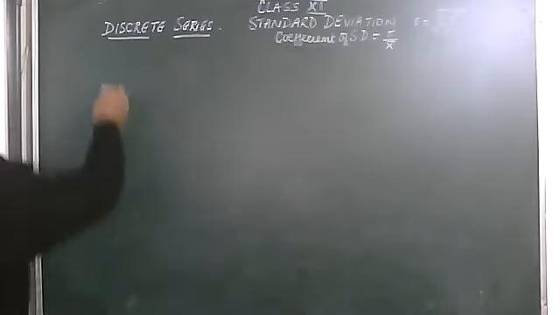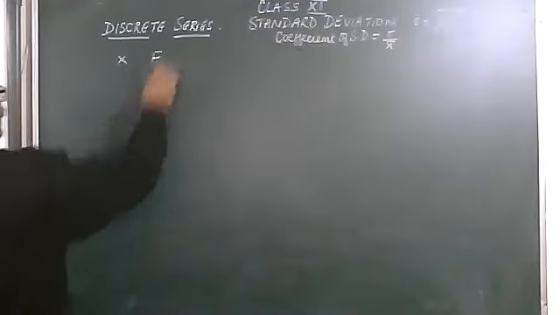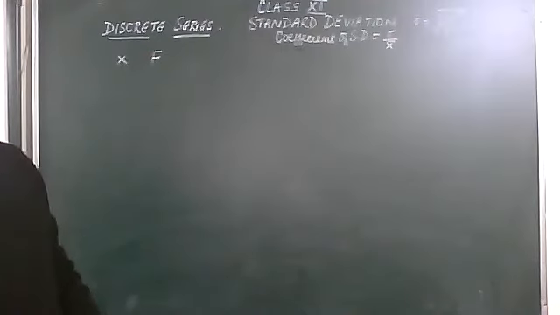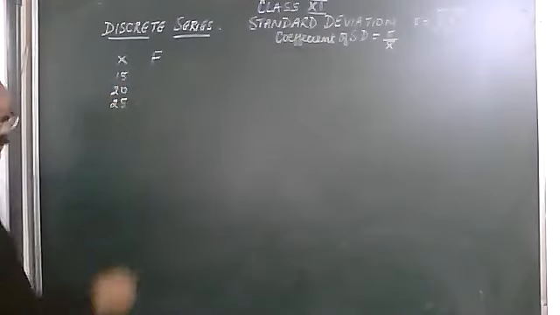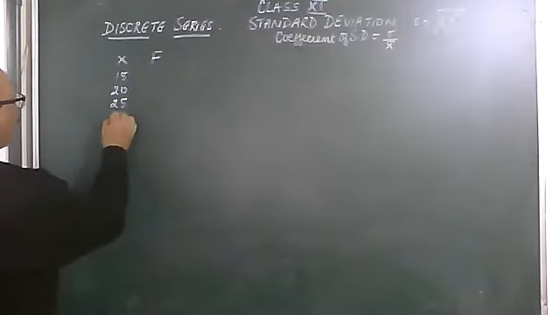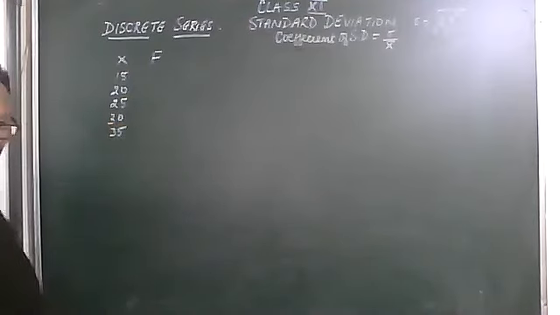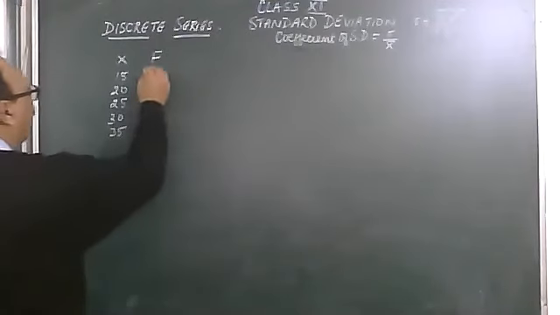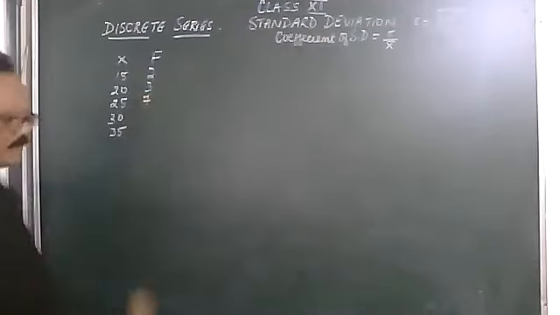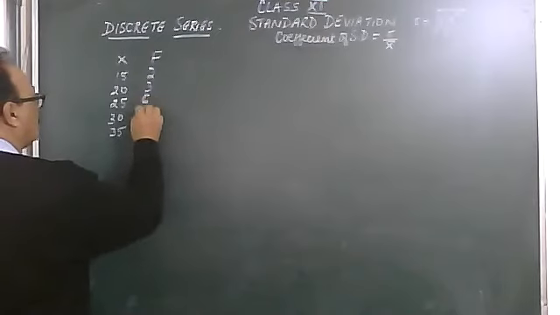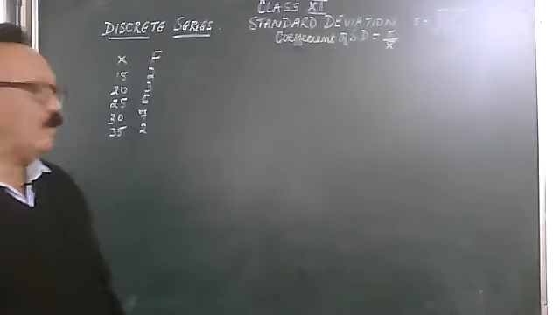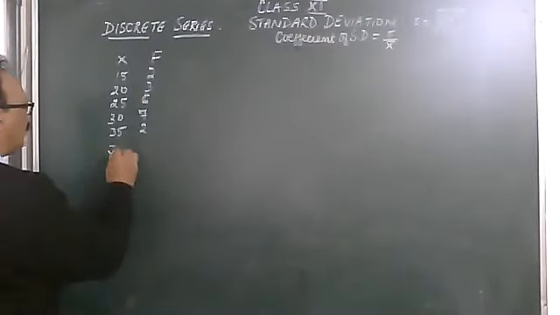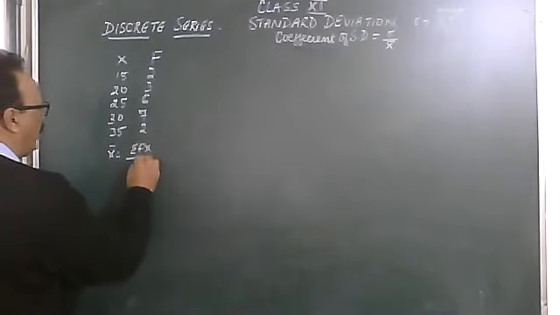We have x and f. The x values are 15, 20, 25, 30, 35, and the frequencies given are 2, 3, 7, 2, 3, 6, 7, 2. First and foremost, calculate the mean. Mean is equal to sigma fx upon n.